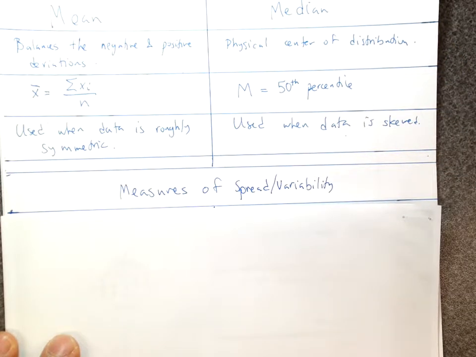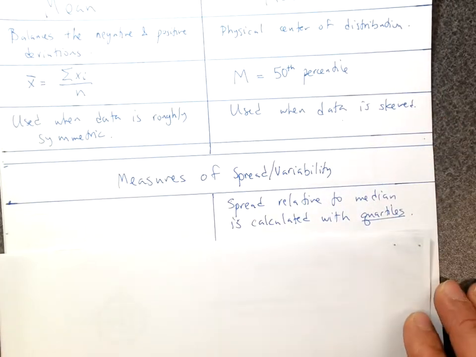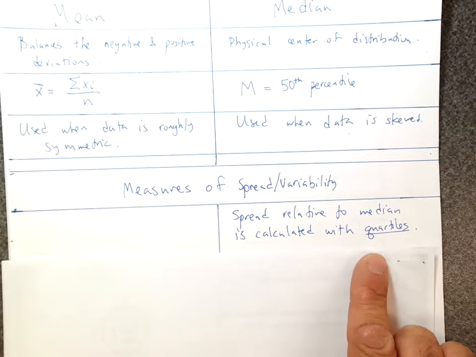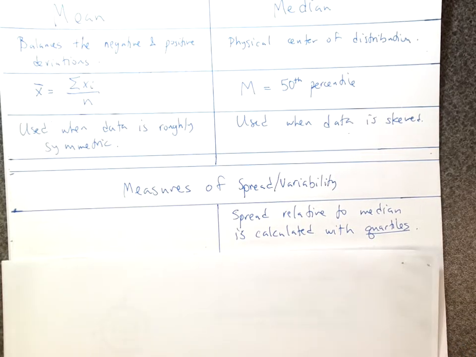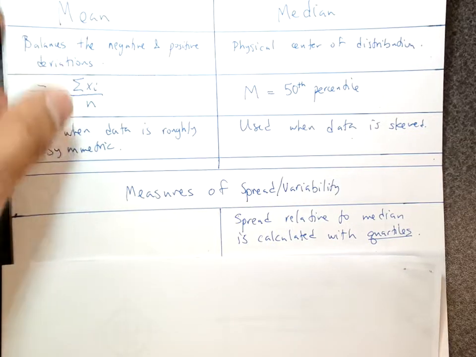What we're going to focus on now is the median. When we use the median as our measure of center, we measure the spread relative to the median using what are called quartiles. So let's get into what quartiles are. By the way, throughout this video, at any point, you need to take a moment, pause it, and make sure to be taking notes as well.